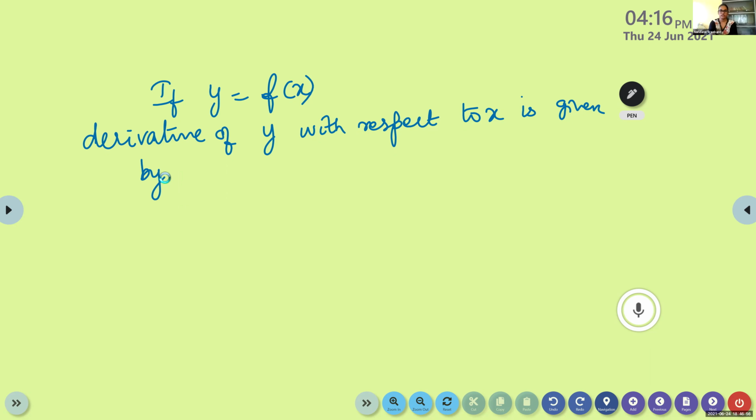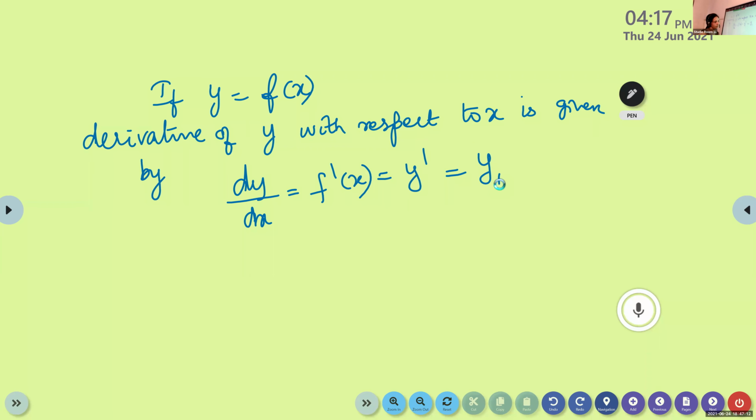dy by dx. Very good. It is denoted by dy by dx, which is equivalent to f dash of x, which is equivalent to y dash, which will be same as y1. These are the different notations we have learned. The derivative of y with respect to x is given by dy by dx is equal to f dash of x is equal to y dash, which is equal to y1.